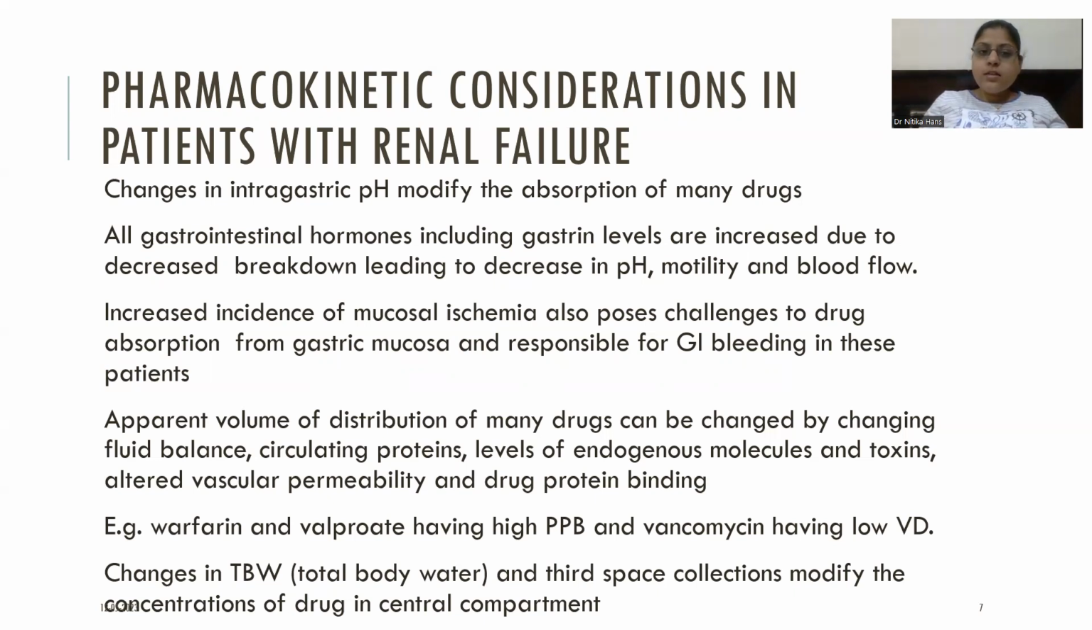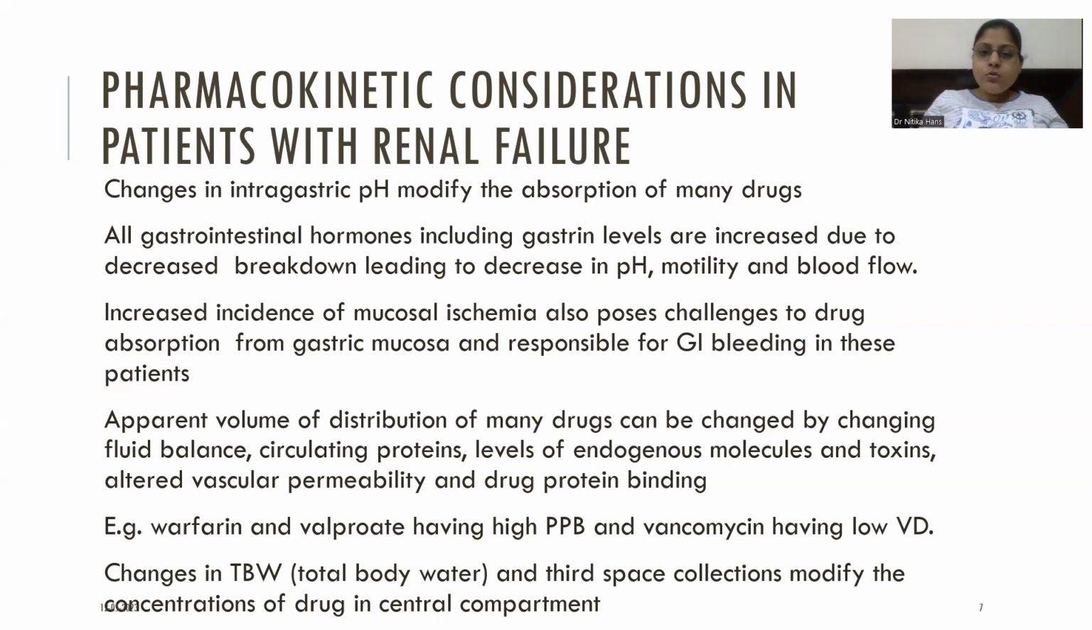And gastrointestinal hormones like gastrin levels can increase, which is due to decreased breakdown of gastrin, which can lead to decrease in pH. GI motility is reduced, blood flow is reduced, which can reduce the absorption of various drugs. And there can also be an increased incidence of mucosal ischemia, which will affect the drug absorption from gastric mucosa, and there can be GI bleeding in these patients. When there is mucosal ischemia, that can lead to reduced absorption from gastric mucosa, and GI bleeding can occur in patients of chronic renal failure.